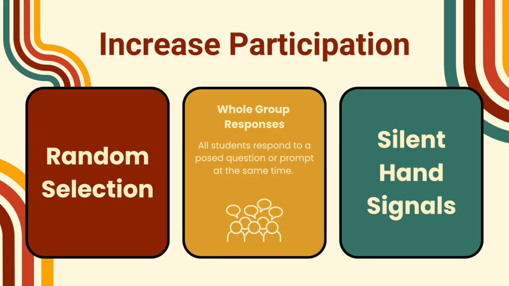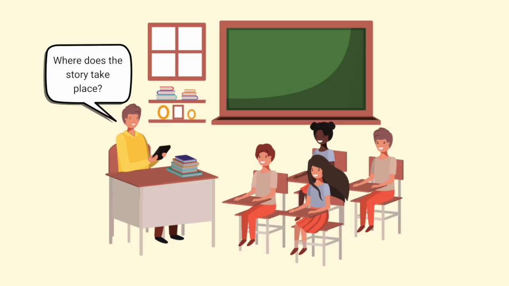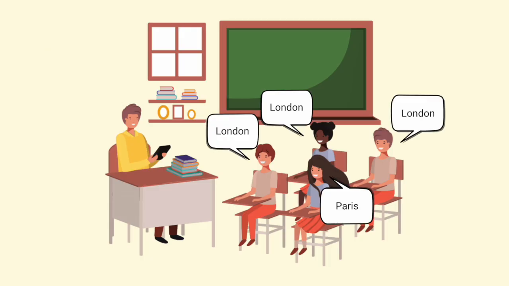Our next strategy is whole group responses. With this strategy, all students provide a response to a teacher question or prompt at the same time. One option is to have a verbal response, where students either answer a question or read text aloud at the same time. For example, the teacher might pose a question such as, "Where does the story take place?" And then all students respond at the same time with a location where they think the story took place.